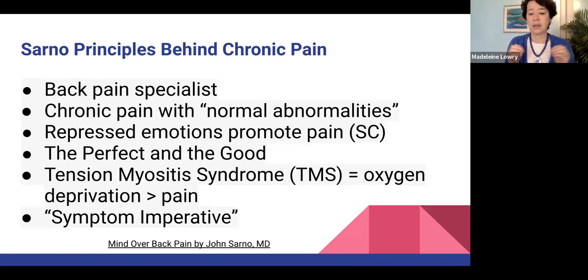So he described this condition, which he called TMS, tension myositis syndrome, by which the subconscious mind could create pain, not only in the back, but in any part of the body, because the subconscious mind runs all systems of the body, right? And so what he described was tension held in the muscles, which would create a situation kind of like a little bit of oxygen deprivation that would create a pain sensation in a certain part of your body. And he felt that this was the mechanism behind chronic pain.